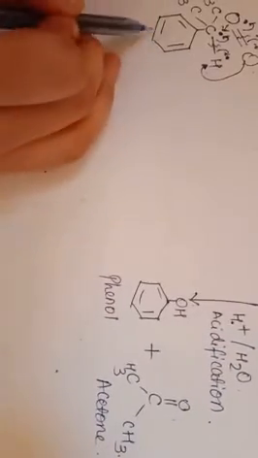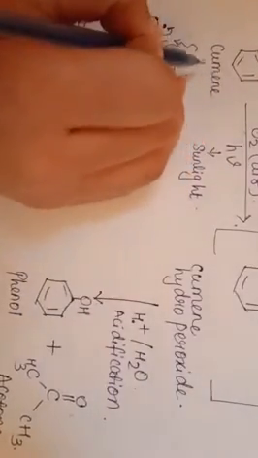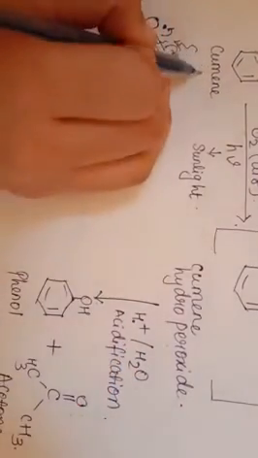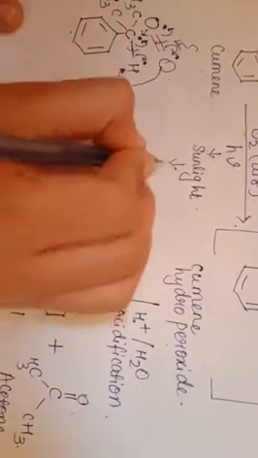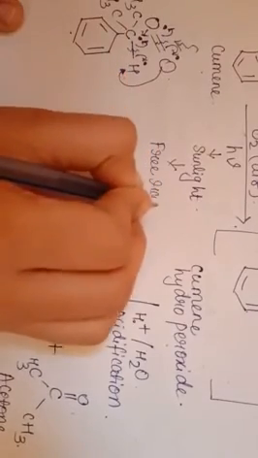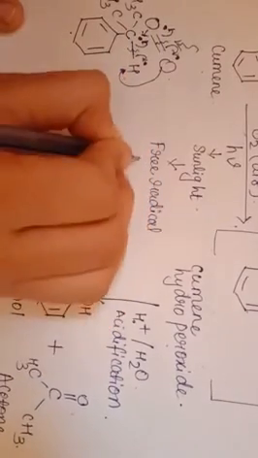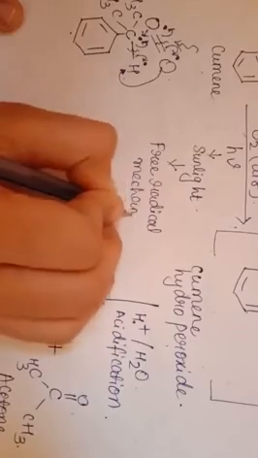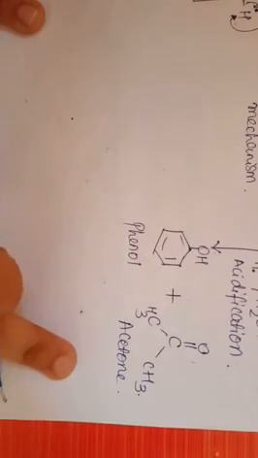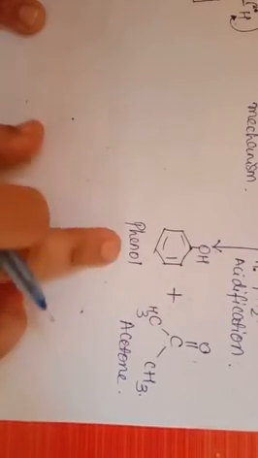Here free radical mechanism is seen in the first step, that is formation of cumene hydroperoxide from cumene. So here free radical mechanism is observed. On acidification, you will get phenol and acetone as byproduct, and this is your main product.